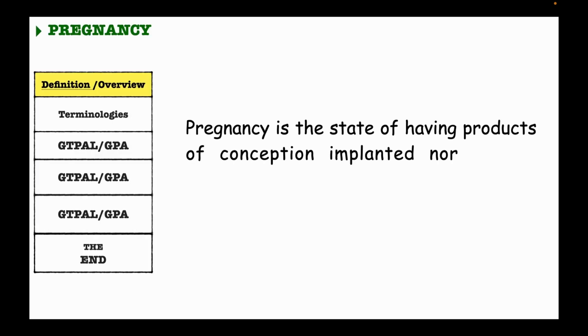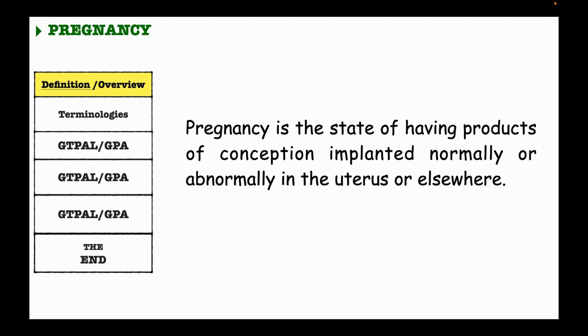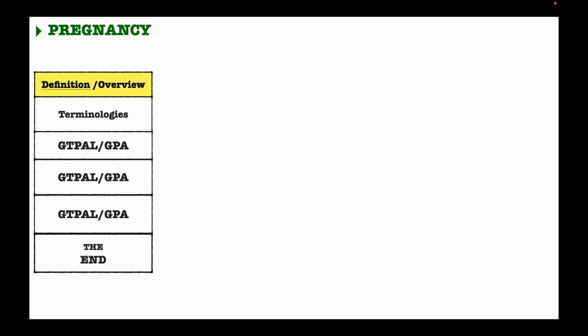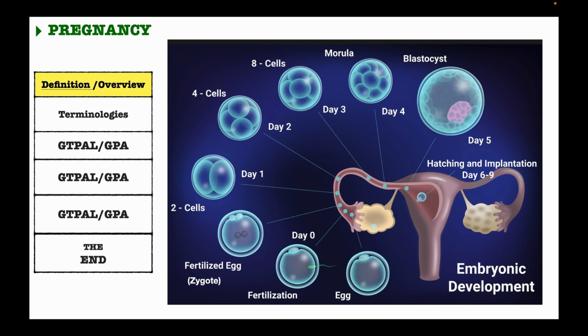Today's topic is on pregnancy, and we are going to look at an introduction and a general overview of pregnancy. And so, when we say pregnancy, it is the state of having products of conception implanted normally or abnormally in the uterus or elsewhere. What do I mean by this? Let's use this scheme to explain it.